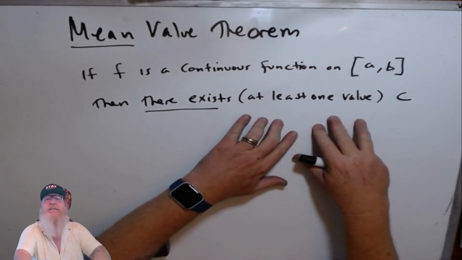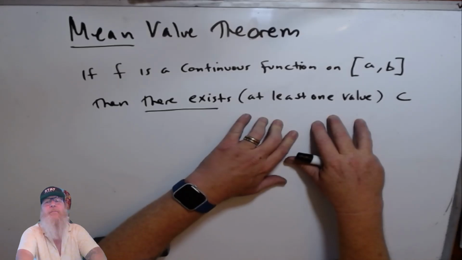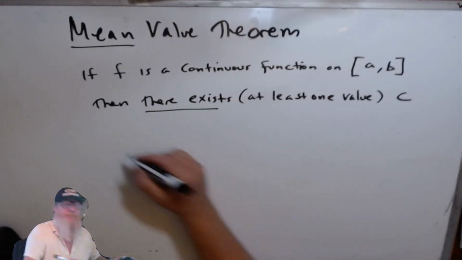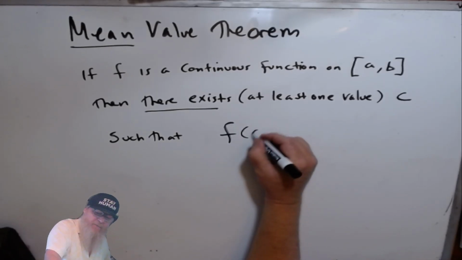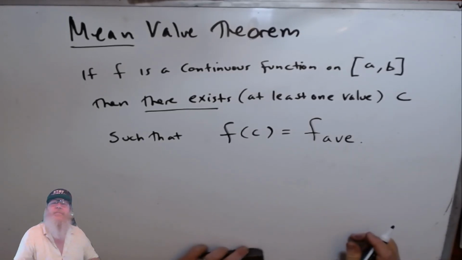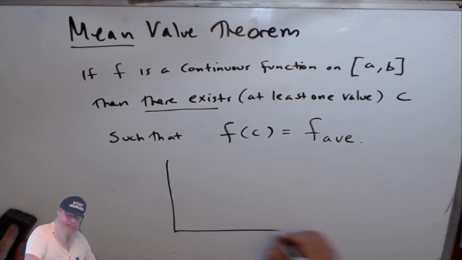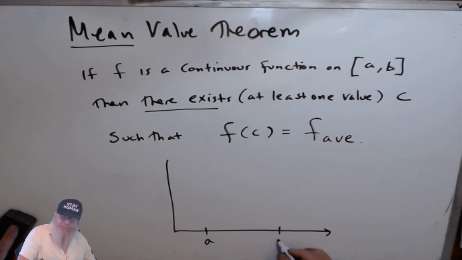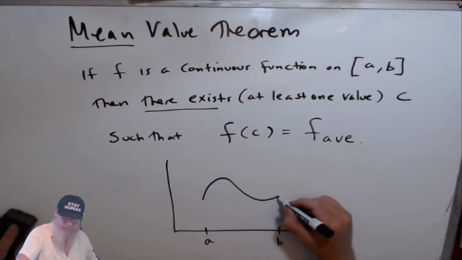So there exists at least one value. I always put the at least one in parentheses because it's typically just one, but there could be more. So it's at least one, right? Such that f of c is equal to f average. Again, the proof, I'm not really going to prove it. I'm just going to sort of verify it using the idea that I just talked about.